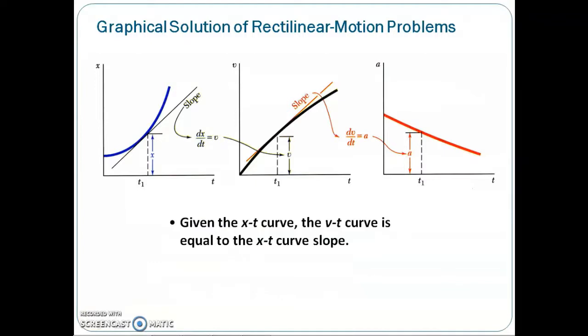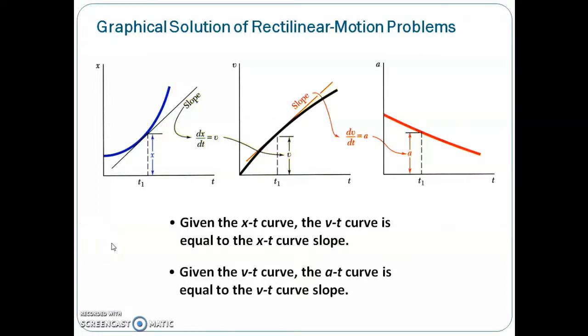So what can we derive from the motion curve, as you've seen here? Given the x-t curve, the position over time curve, the v-t curve is equal to the slope of the x-t curve. The slope of the x-t curve gives us the v-t curve. Whereas, given the v-t curve, the a-t curve is equal to the slope of the v-t curve. What it means here is, if you can determine the slope of the v-t graph, the velocity over time graph, then we will be able to plot the acceleration over time graph, or a-t curve.